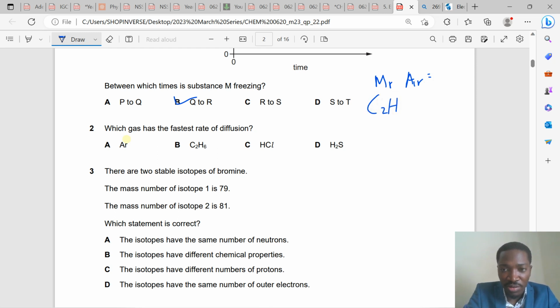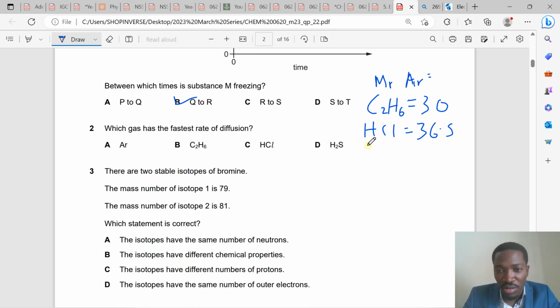C2H6, that's ethane. What's the relative molecular mass of carbon? Carbon is 12. 12 times 2 is 24. Then hydrogen is 1. 1 times 6 is 6. 24 plus 6 gives us 30. So C2H6 is 30. HCl: hydrogen is 1, chlorine is 35.5. 1 plus 35.5 will give us 36.5. So this will be 36.5.